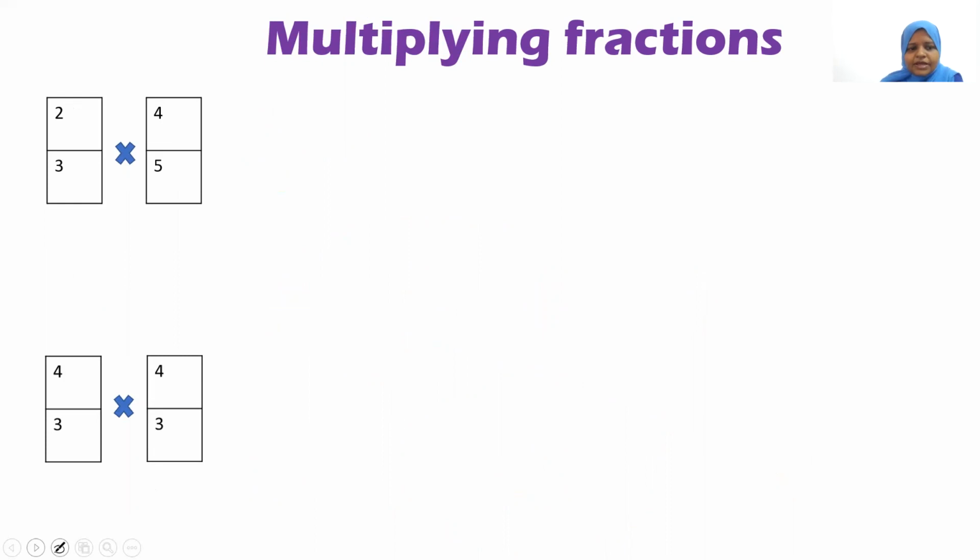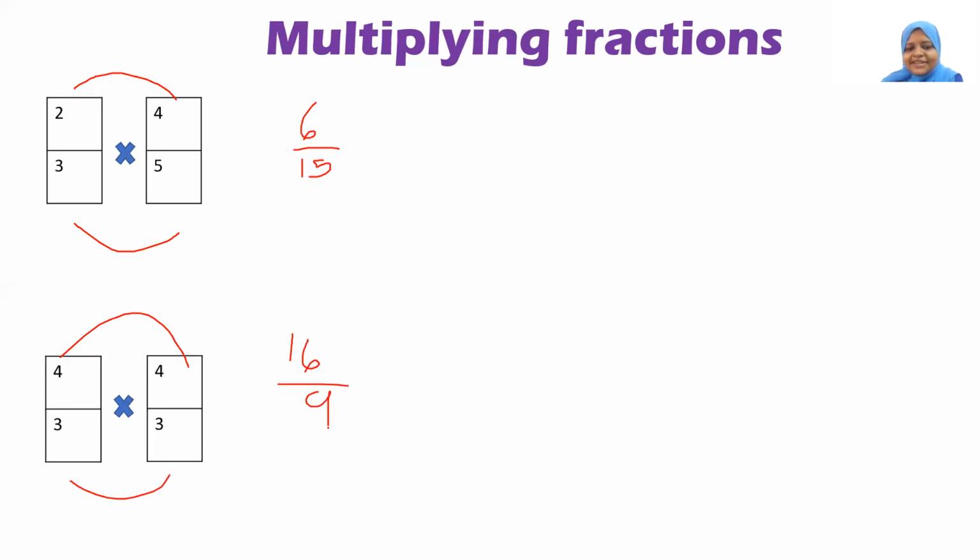Multiplying fraction. Multiplying fraction, trust me, is the easiest. What you do is multiply these two: 2 4s are 8. Multiply these two: 3 5s are 15. That's it. See, I told you it's simple. Here, 4 4s are 16, and 3 3s are 9. That's it. Simple, right? Can we move to the next one?